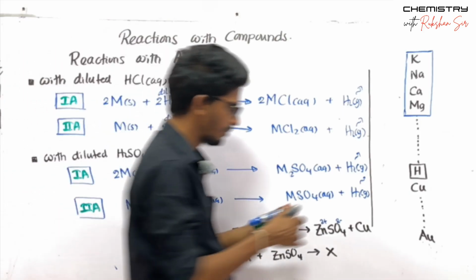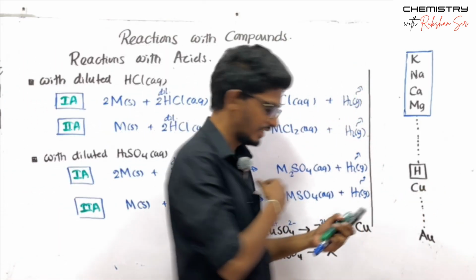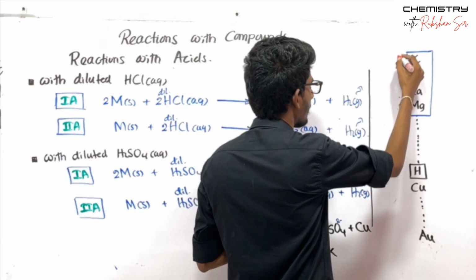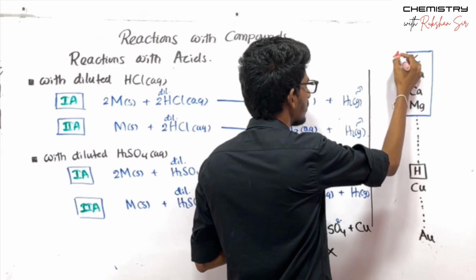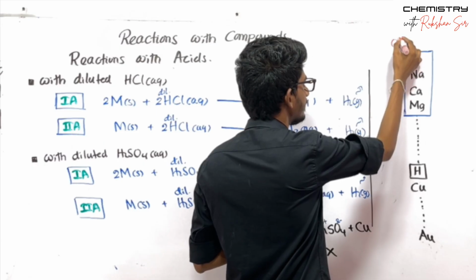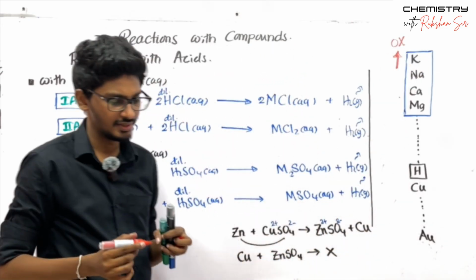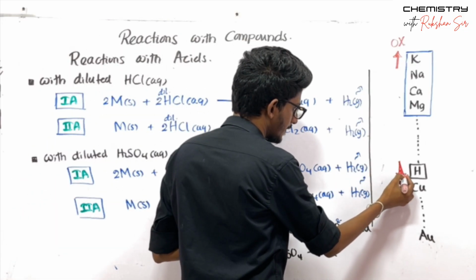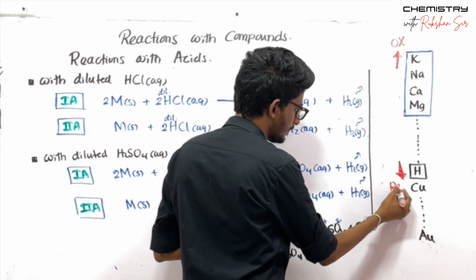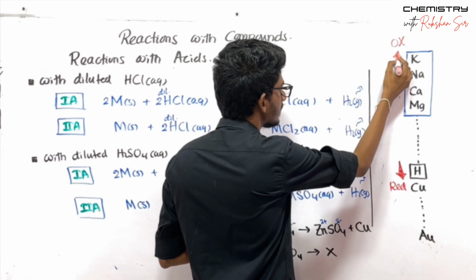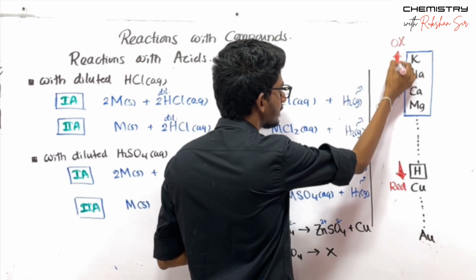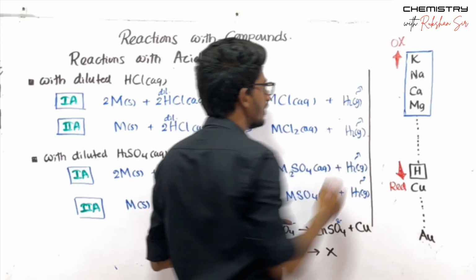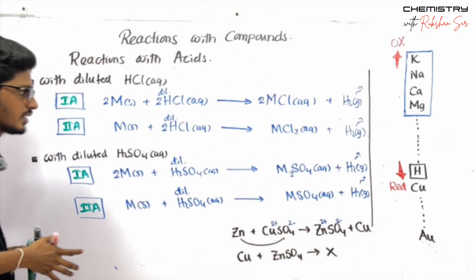Okay, so remember that if you are considering reactions in an activity series, the top guy should get oxidized, right, and the bottom guy should get reduced. This is how a reaction will occur among two species in the activity series, right?